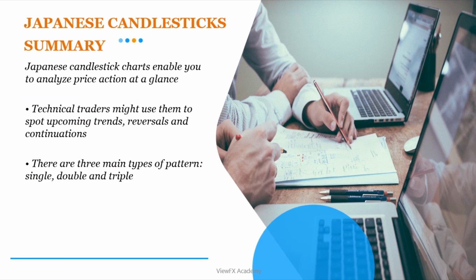Japanese candlestick summary. Japanese candlestick charts enable you to analyze price action at a glance. Technical traders might use them to spot upcoming trends, reversals, and continuations. There are 3 main types of pattern: single, double and triple.